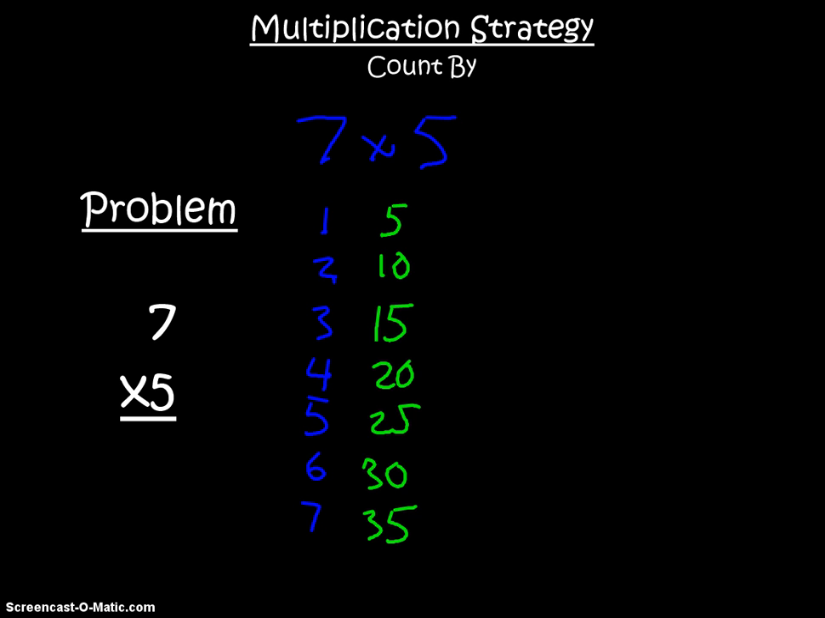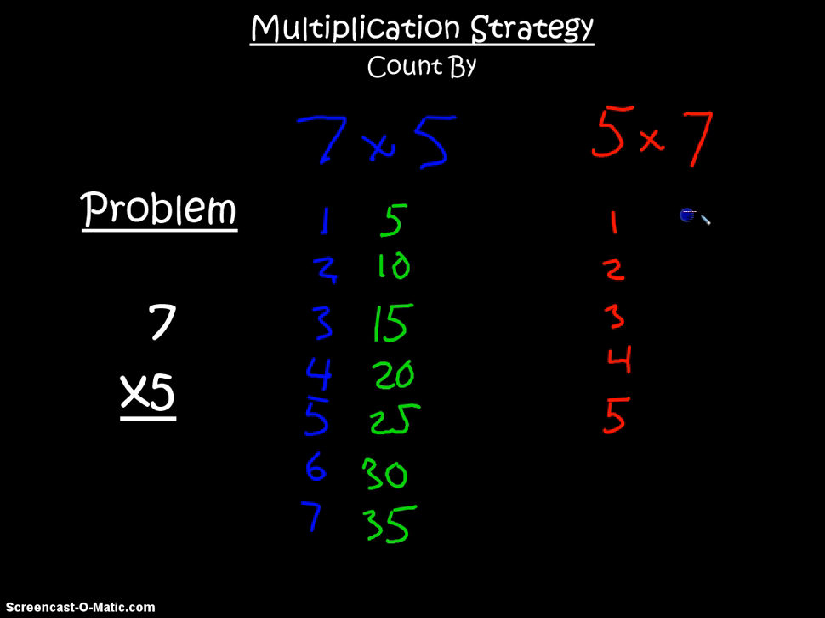But we can also think of this in a different way. We could think of it as 5 times 7, or count by 7 5 times. To do that, I'm going to make a list, this time only 1 to 5, because I only want to count 5 times. But I'm not going to count by 5s this time. This time I'm going to count by 7s.